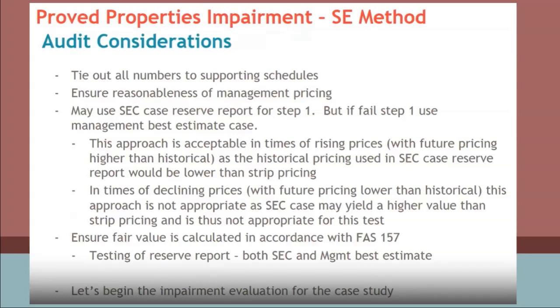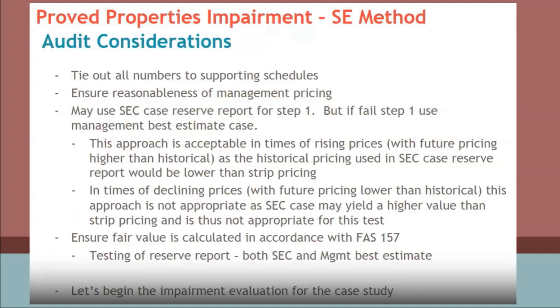Approved properties, impairment. We've kind of already talked about all this. Basically, it's hitting on the fact that we're going to use the management best estimate reserve report for impairment. But if there's a situation where you have rising prices, you could use the SEC reserve report for step one. But if there's decreasing prices, you'd have to use the management best estimate, which uses the future pricing, because if you didn't, there's a good chance you would miss the impairment that would be hidden there. So that's what that's saying.